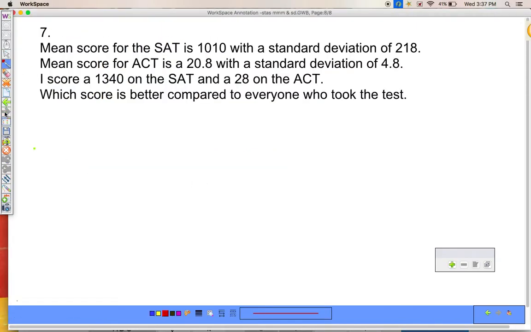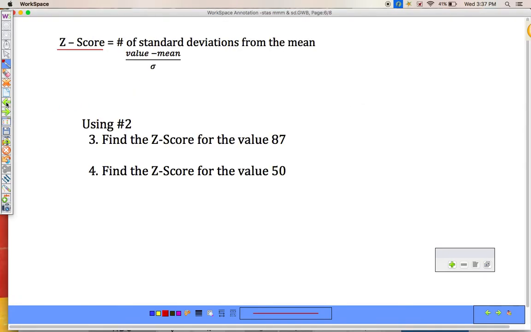When we get to this last problem here, we're going to compare SATs and ACTs, which are 2 tests that don't have anything to do with each other in terms of numbers, but we want to be able to compare them to see how you did or how someone would do based on their score. Because you just can't look at your ACT score and your SAT score and decide which one was better. So a z-score is the number of standard deviations away from the mean.